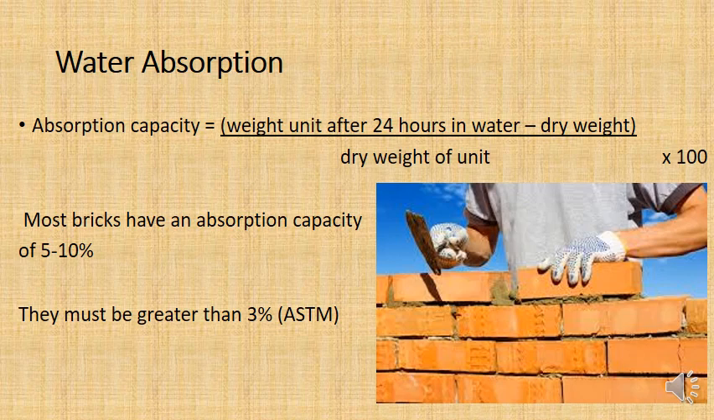But if it's too high, then they're not going to be durable. So normally it will be around 5 to 10%. That's normally what a clay oven brick will be.